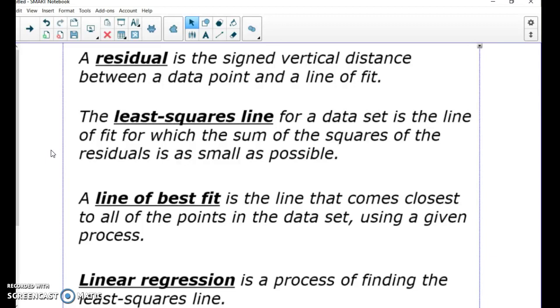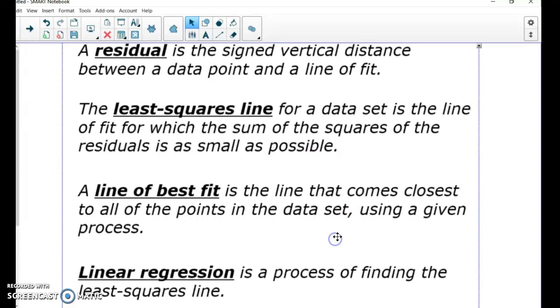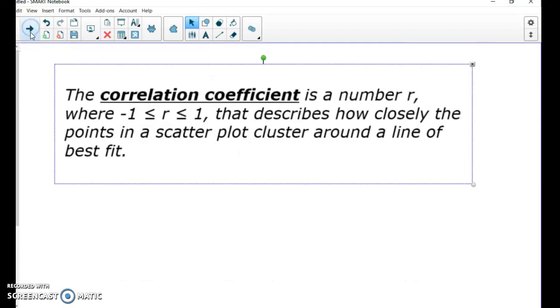The residual is the signed vertical distance between a data point and the line of fit. The least squares line for a data set is the line of fit for which the sum of the squares of the residuals is as small as possible. The line of best fit is the line that comes closest to all the points in the data set using a given process, which we are about to learn. And linear regression is a computation we're going to be doing on our calculators, the process of finding the least squares line.